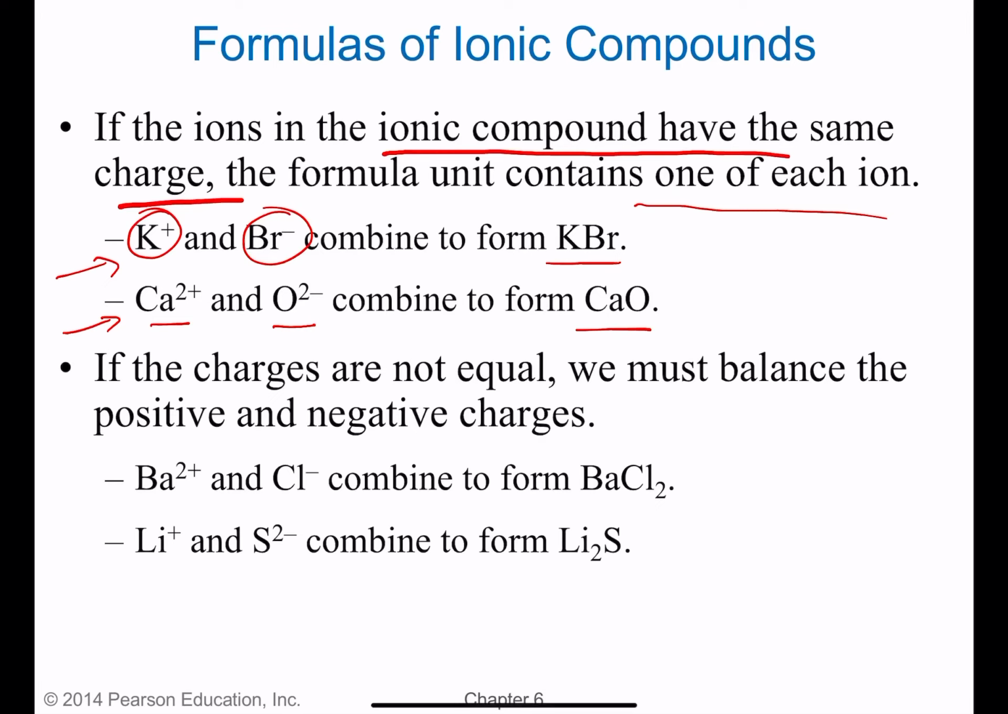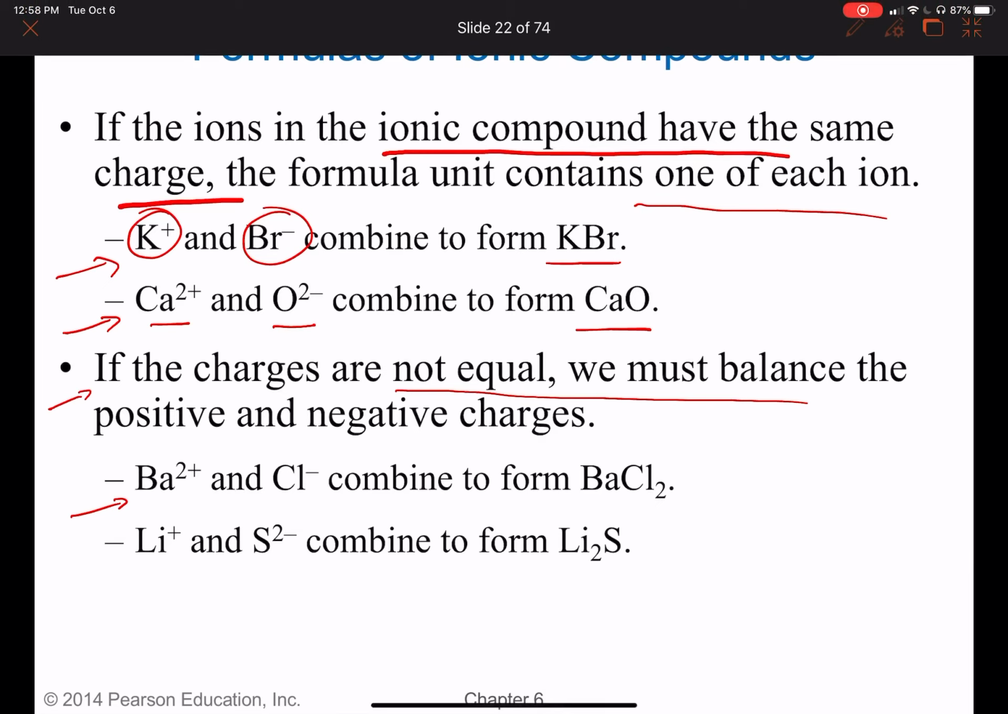the CaO, which we would call calcium oxide. If the charges are not equal, then we have to figure out how many of each are necessary to create a neutral compound. So first example, barium and chloride. Barium is 2+, so we are going to require 2 of the chlorides in order to create a neutral compound, which is why it's BaCl2. Two of the chlorines are required to form a neutral compound.